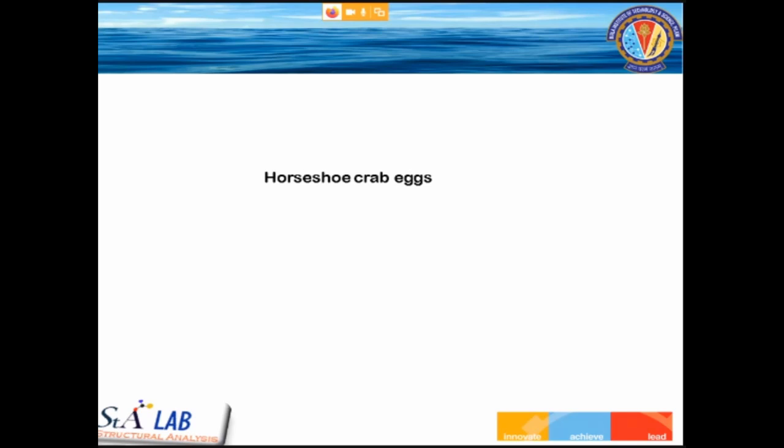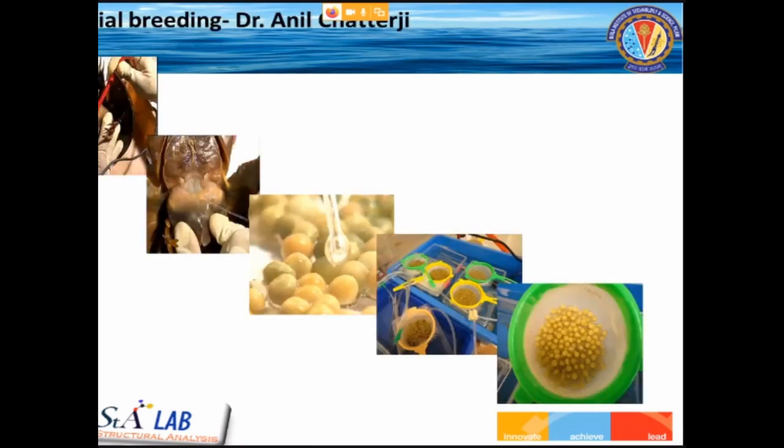Now, what Dr. Chatterjee has actually done is he has developed a technique to artificially induce this sort of fertilization in horseshoe crab eggs. So using an electrode-based technique, he has a method of inducing the horseshoe crab egg release and therefore the fertilization, and then using inland hatchery systems, he can also grow them in an artificial environment.